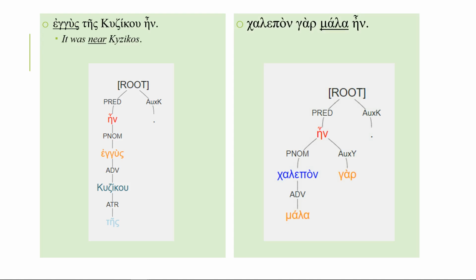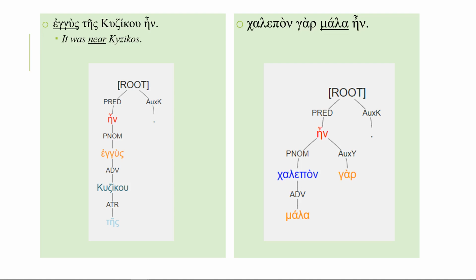Chalipon gar mala ein. Okay, chalipon means difficult. It could be a masculine accusative singular. It could be a neuter accusative singular or a neuter nominative singular. Gar is the only thing it can ever be, a sentence adverb at the beginning of a sentence. For. Mala means very, and mala usually is attached to another adverb. Okay, it's a way of making a superlative.